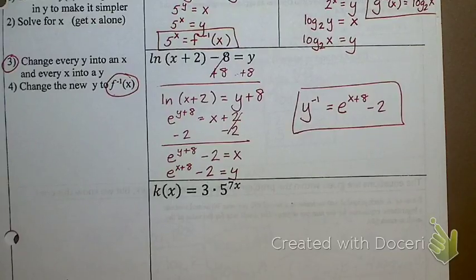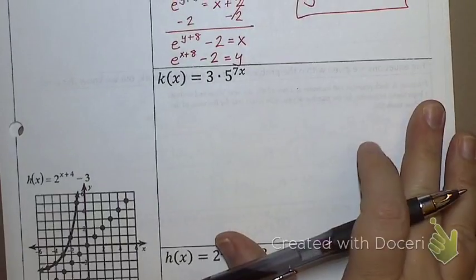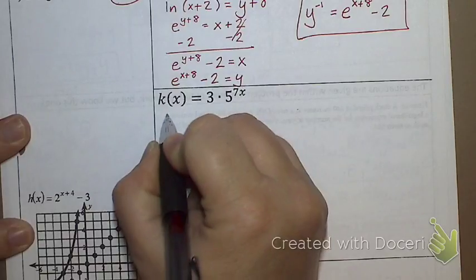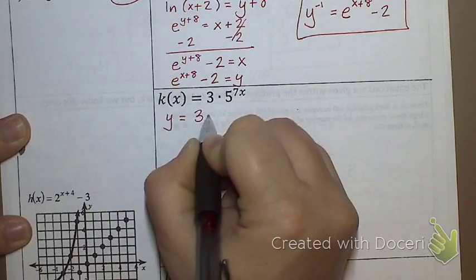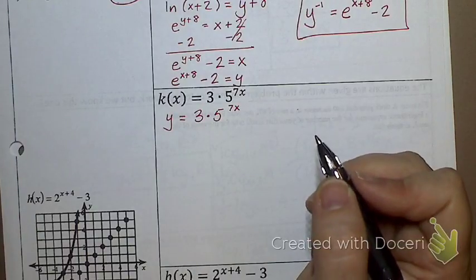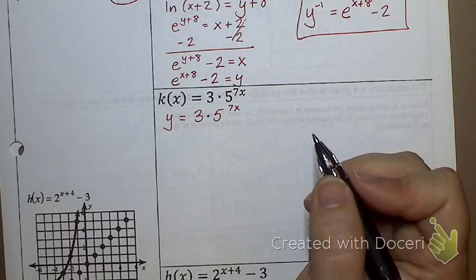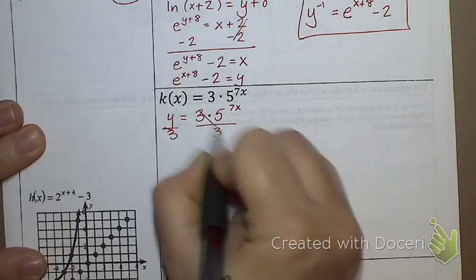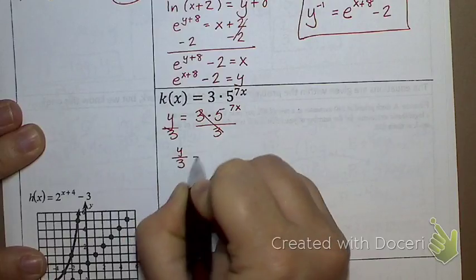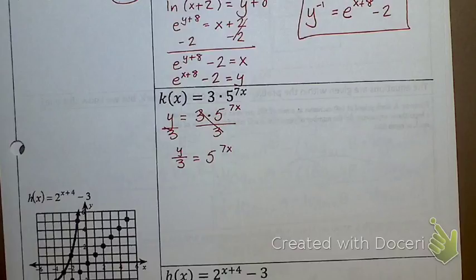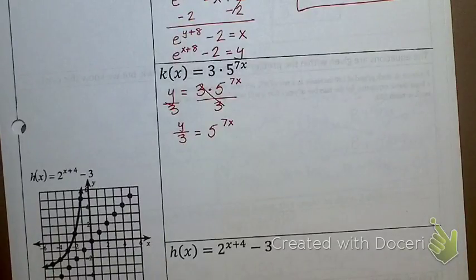Ready for the next one? All right, what should I do first? Change k of x to y. Now what? Divide by 3, because what am I trying to do? Get x by itself. So I'm going to divide by 3. So I have y over 3 equals 5 to the 7x. Now what? Got to get that x by itself.